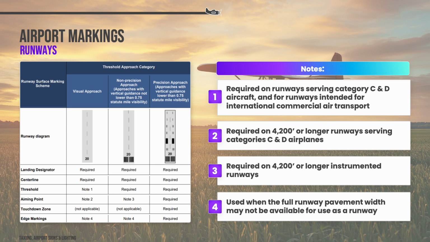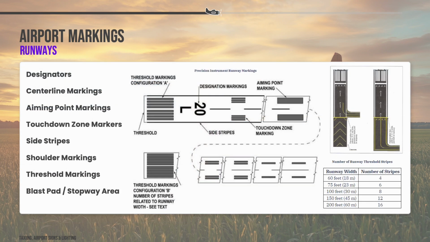And then note 4 on the graphic is used when the full runway pavement width may not be available for use as a runway. So that just tells you the landing designator, centerlines, thresholds, aiming points, touchdown zones, and edge markings in coordination with these notes and what aircraft fly there.